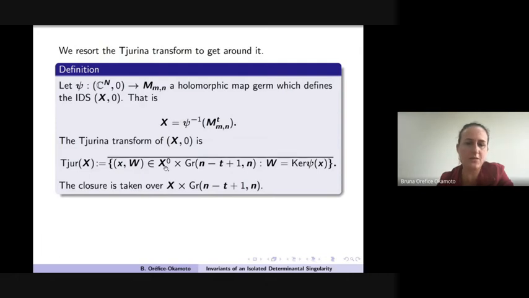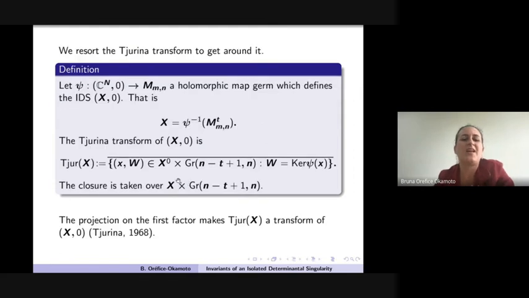Here, this X_0 is the regular part of X. So it is the set of pairs (x, W) in the regular part of X times the Grassmannian variety, such that this W is the kernel of dF(x). I can see dF(x) as a linear map. The projection on the first factor makes this Tjurina transform of X a transform of X.